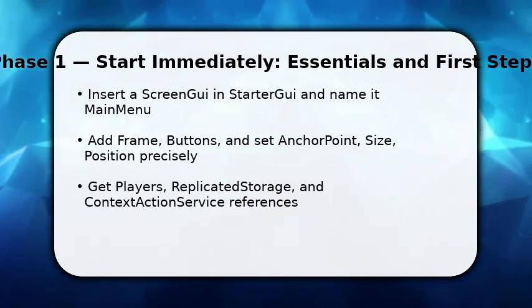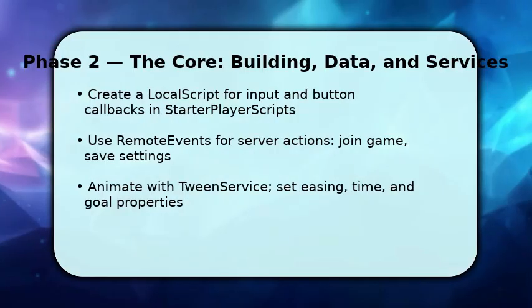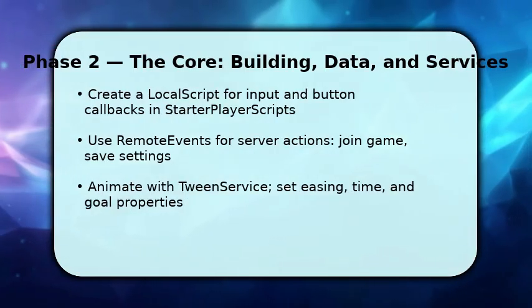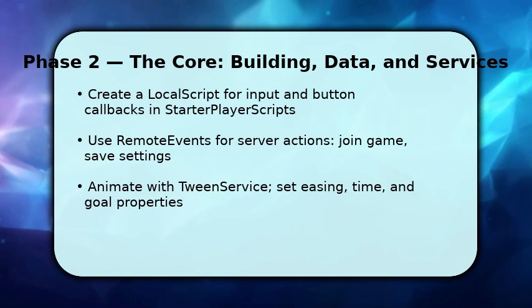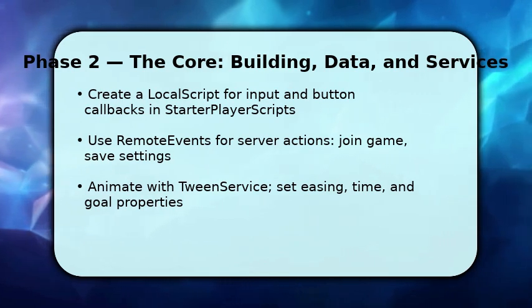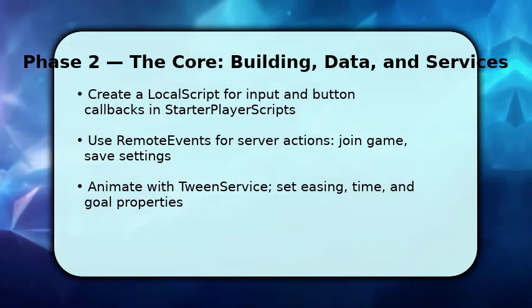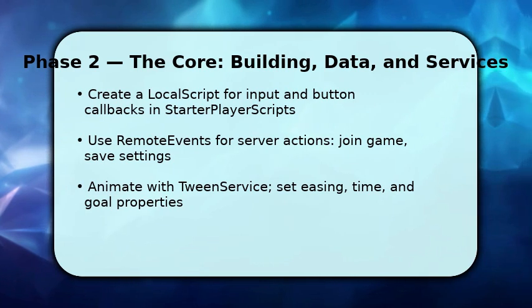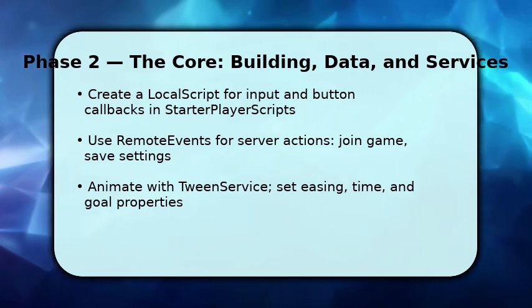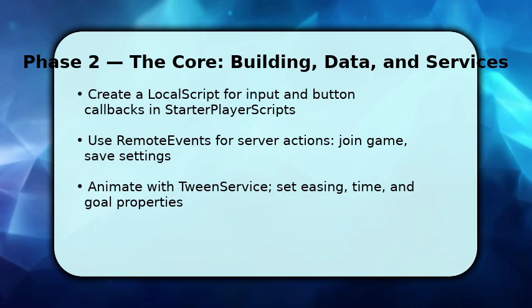You now build the interaction layer. In a local script, connect buttons. Mouse button one-click to functions that play tweens and toggle frame visibility, because local scripts handle player UI. Once done, use remote events in replicated storage for server-side actions like joining sessions or saving settings.